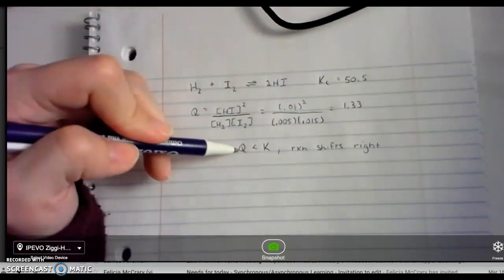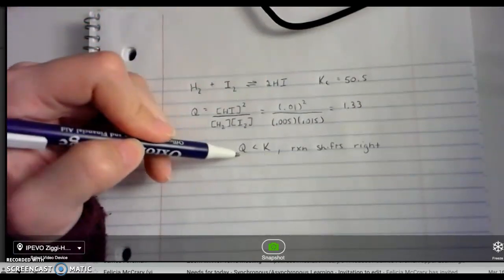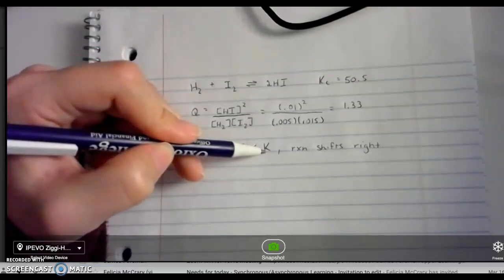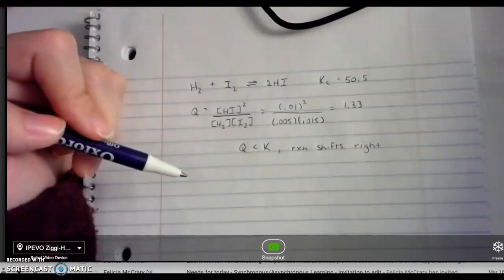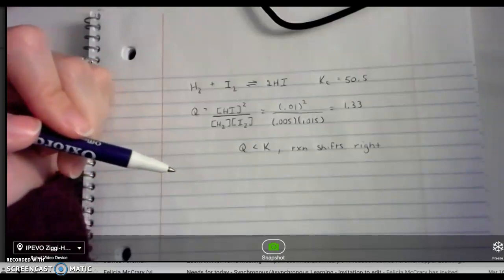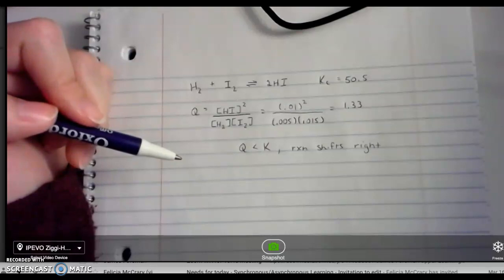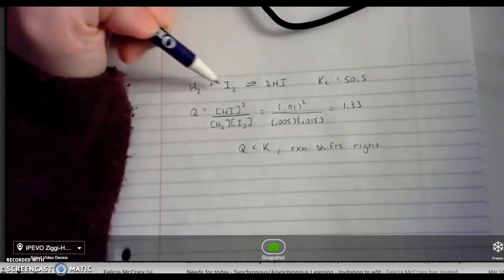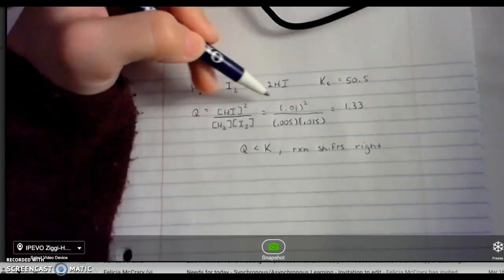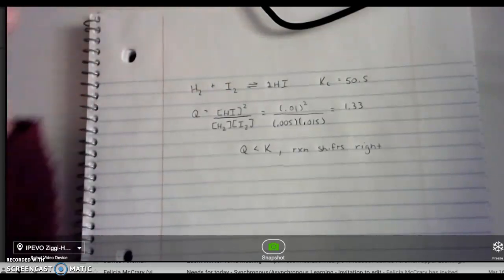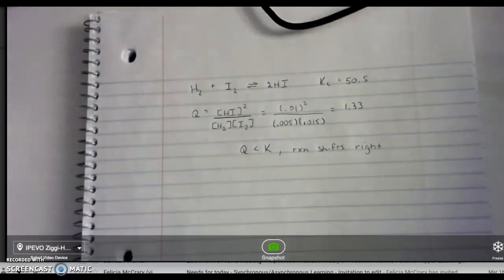Now in this case, Q is obviously much less than K. 1.33 is less than 50.5. So what that tells us is that there is not enough of the product present in our reaction, and so the reaction is going to keep proceeding to the right. So the reaction is going to shift to the right to form more product in this case before it gets to equilibrium.